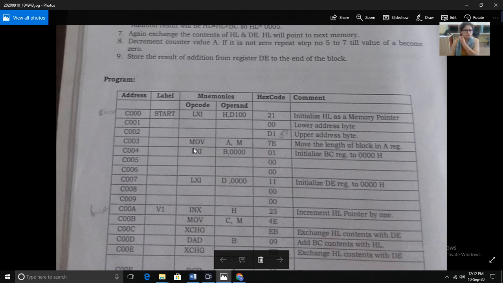Now the next instruction is MOV A, M. MOV A, M means we have to move the contents of that memory location into the accumulator, because we require the HL register pair, so we have to keep it vacant. That's why we are moving that data into the accumulator. This is the hex code of the MOV instruction. It will move the length of the block, that is 5, into the accumulator.